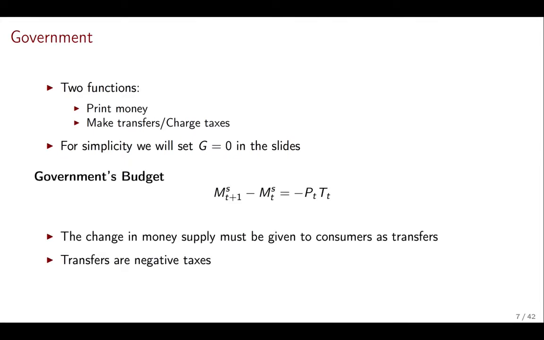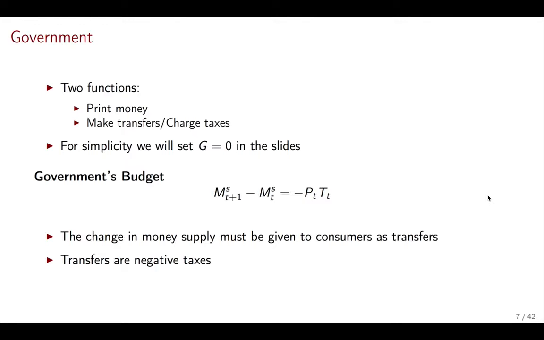The government budget is then very simple. The change in the money supply from one period t to the next has to be equal to minus the nominal transfers. What they do is change the money supply, and if they print more money, they need to give it to the consumers. So they give transfers, and transfers are negative taxes. So all the signs work out.